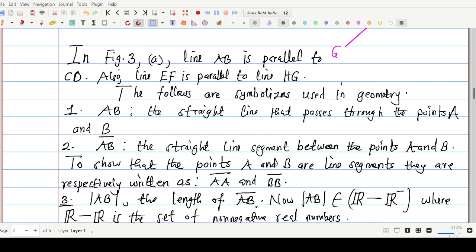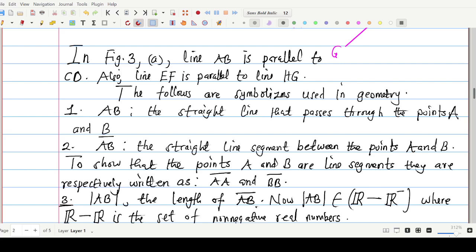Now, if we write capital AB, by capital AB, we mean a straight line that passes through the points A and B. So the letters A and B here stand for points. All right. So if we write them together, AB, this notation stands for a straight line that passes through the points A and B.